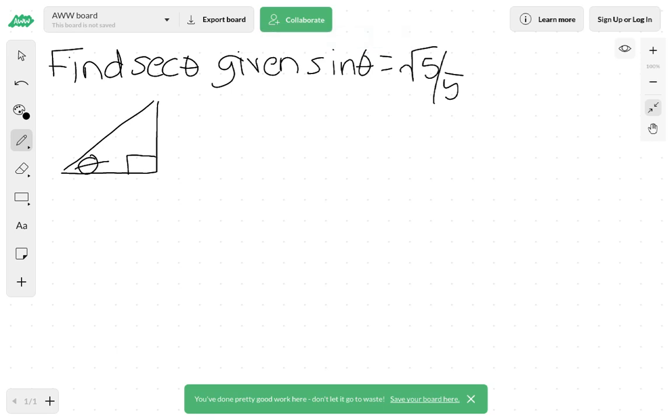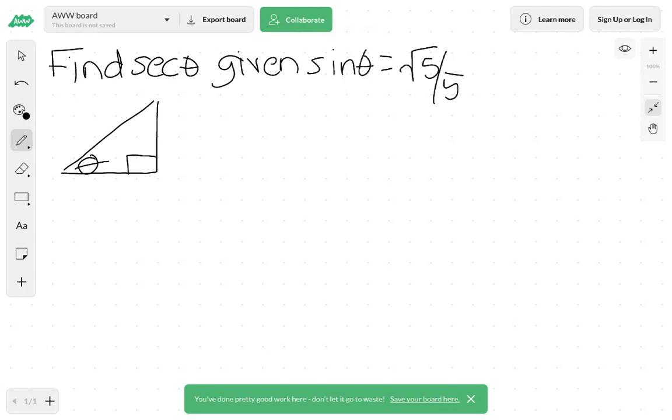For this problem, we're going to find the secant given the sine is root 5 over 5. Since they don't give us any additional information about any of the other trigonometry functions, we don't know which quadrant we're in. So we're just going to draw a triangle and label the sides that we know. So I've drawn the triangle here.